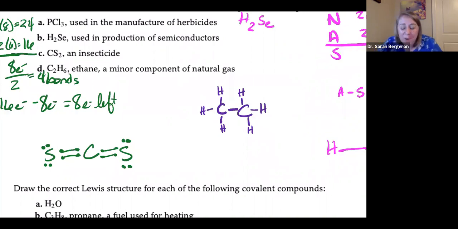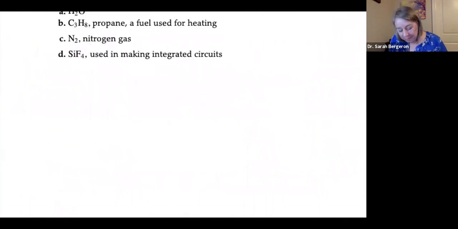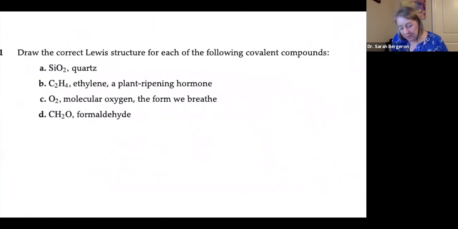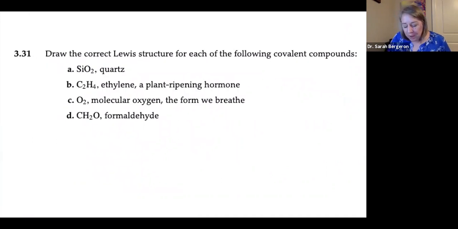Either way is going to work. It does not matter to me which one you do. Okay, so we have some more. Draw the correct structure for SiO2. If we look at silicon on the periodic table, silicon is in group 4A, so Si has 1, 2, 3, 4 valence electrons.